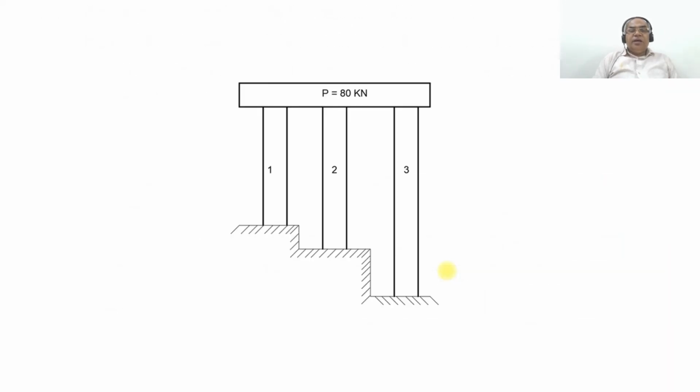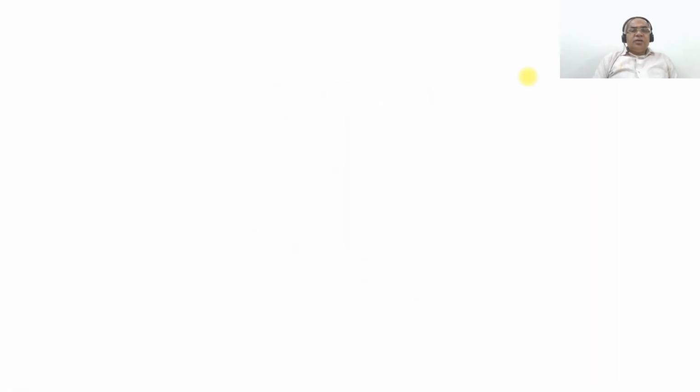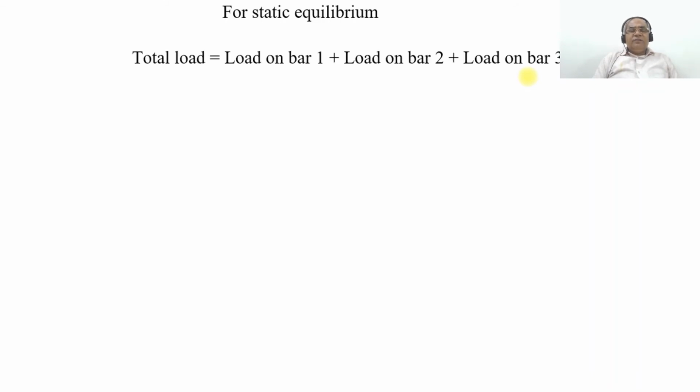The figure has been shown here wherein you have 3 bars, 1, 2, 3, with the load applied from the top. So P is equal to 80 kilonewton. So obviously there will be shortening of the length of the bars. To do that, what does the static equilibrium condition say? Total load will be equal to load on bar 1 plus load on bar 2 plus load on bar 3. That is, P is equal to P1 plus P2 plus P3.